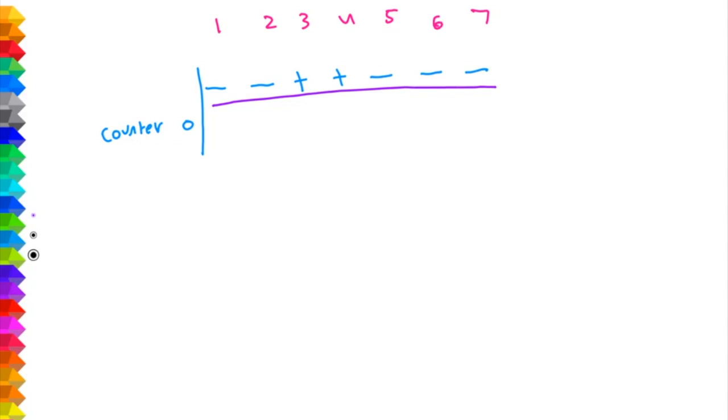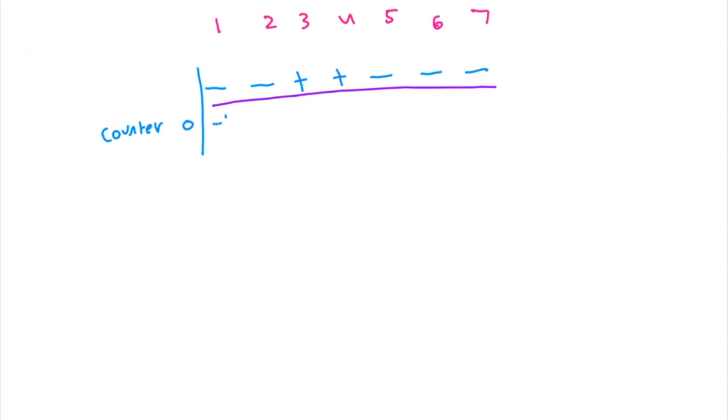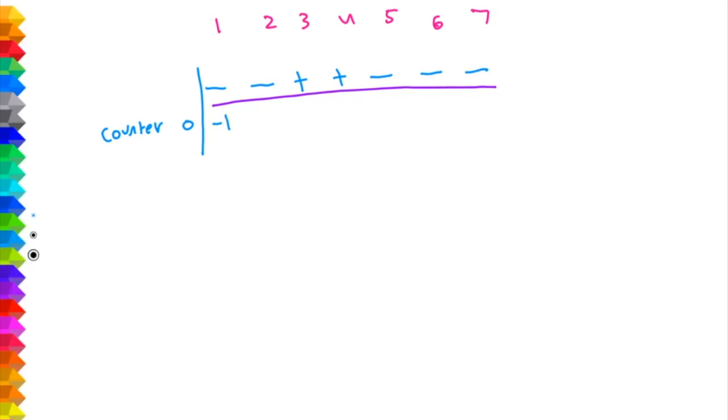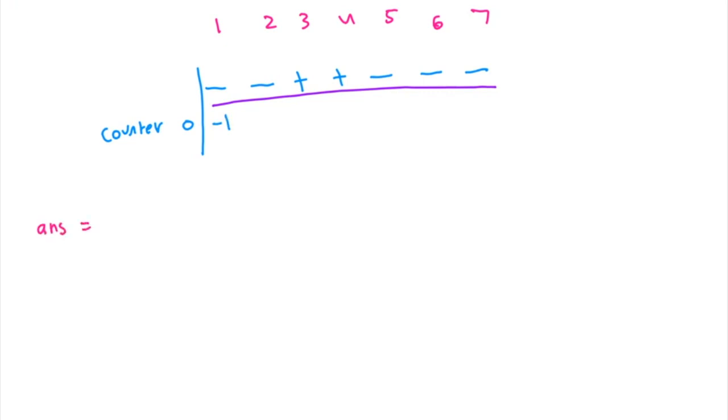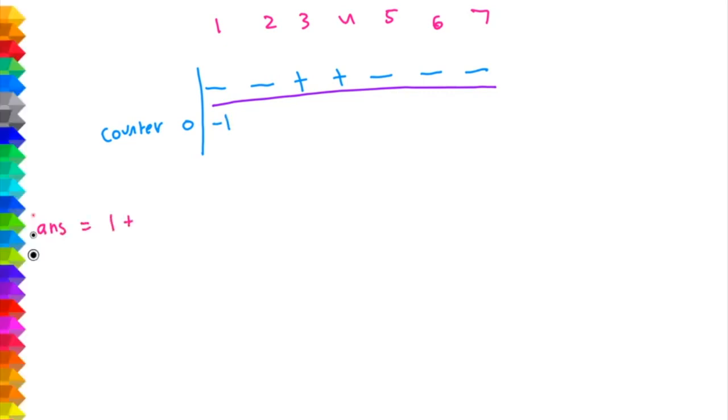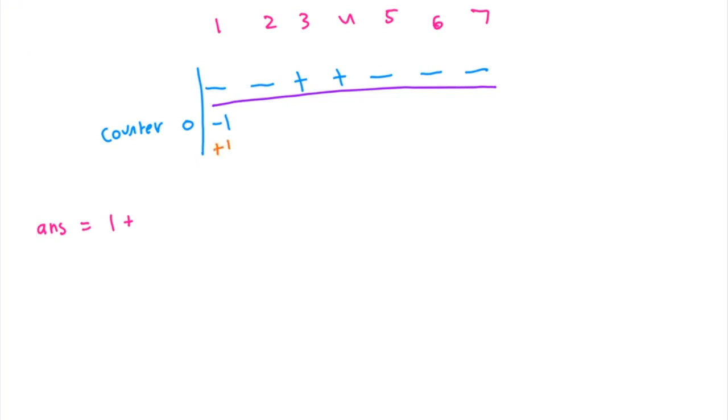So we start with counter equal to 0. We see the first one, it becomes -1. So at this point, to our answer, we're going to add a 1. And then we're going to look at our counter. We see a -1. So we're just going to add a 1. And then we're going to move on to the next one, which becomes 0.